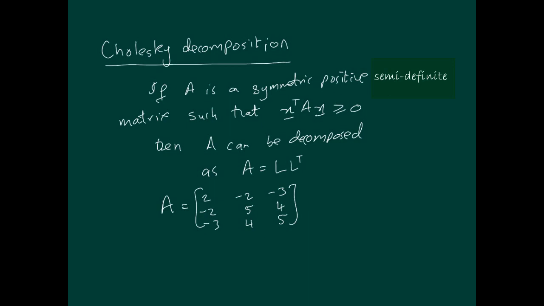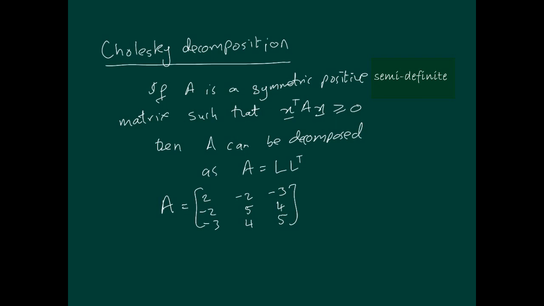Cholesky decomposition. If A is a symmetric positive definite matrix, such that, of course, x^T A x is greater than or equal to 0, as you saw in the previous video, then A can be decomposed into a symmetric decomposition like this, which is L times L transpose. So basically, you take the lower triangular matrix and multiply it by the transpose of it. And of course, the transpose of a lower triangular is an upper triangular.